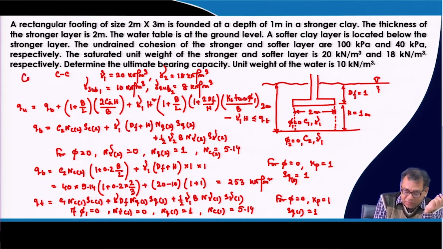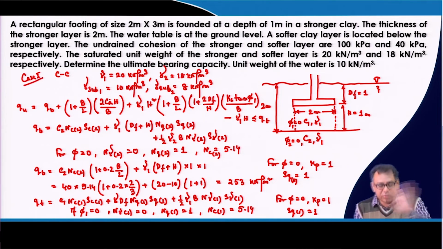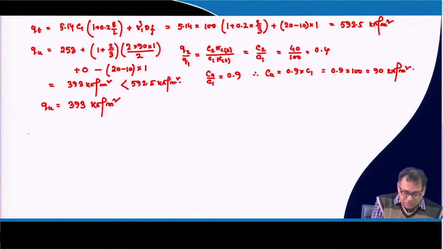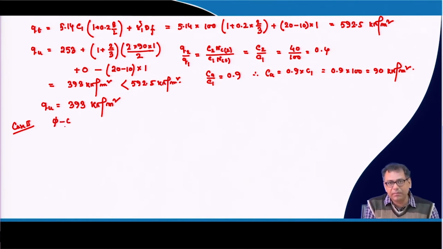So, this is my case 1, where we consider both the soils are clay. The upper layer is stiff clay and the lower layer is the weaker or softer clay. Now, I will go for case 2, where it is a phi C soil. It is the same problem, I have only changed the properties of the first layer. Okay. So, the first layer is obviously the stronger sand layer.